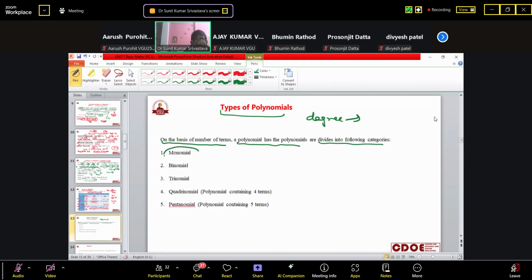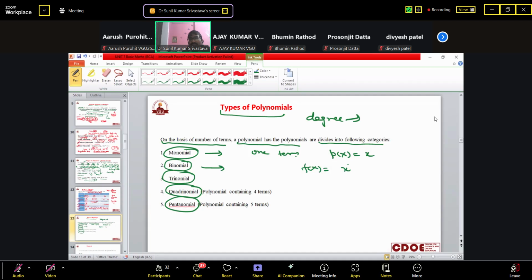First is the monomial, then the binomial, the second one is the trinomial, then quadrinomial, and so on. It can extend on the basis of the number of terms. Monomial means any expression that contains only one term. Suppose p(x) = x. This is a monomial.